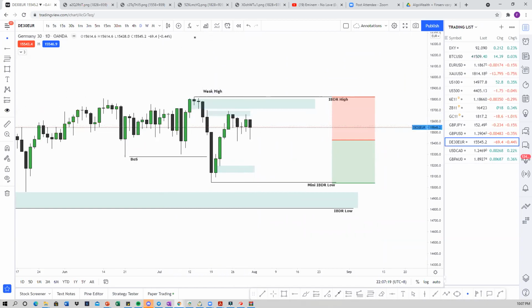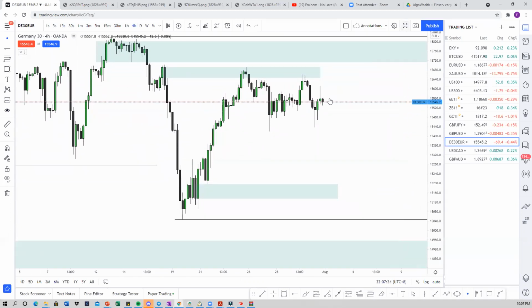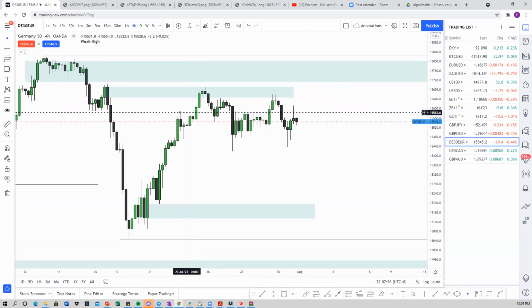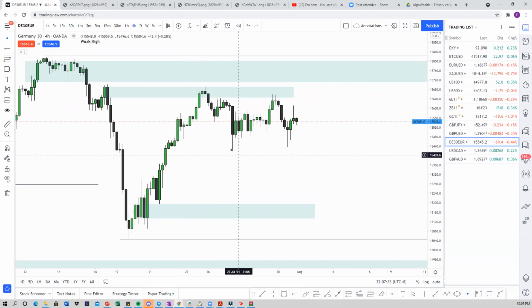So let me go to the 4 hour. Right, so here you can see now we have a strong high form, stop hunt up and down.